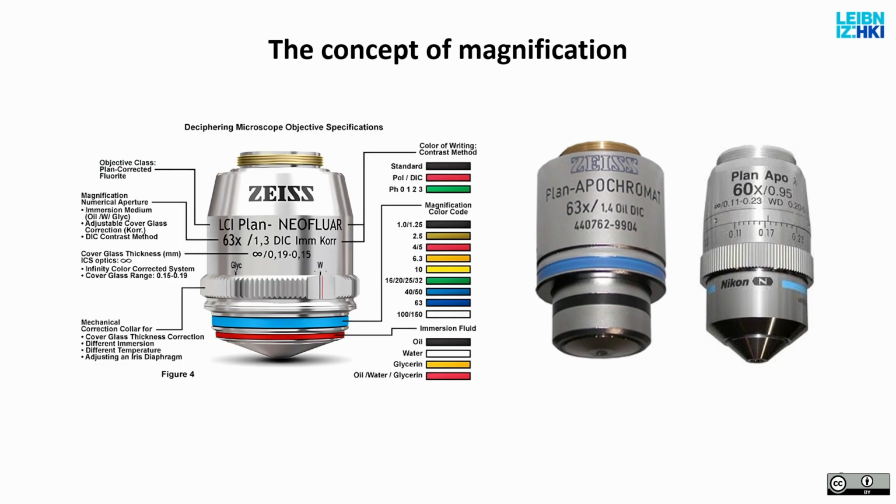One interesting point was this correction collar. This one does not have one. It's an oil immersion lens. This one has one, and some of you did not go into details. Some just listed what possible roles this collar has. In this particular case, it sets the thickness of the cover slip that sits on top of the sample.